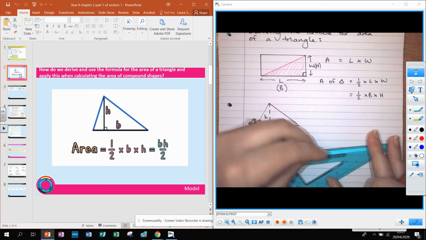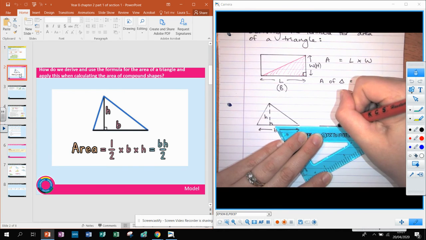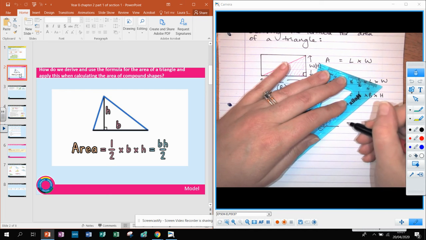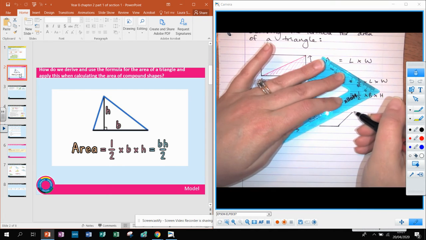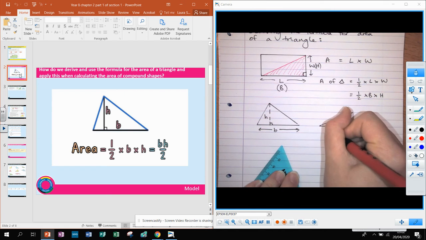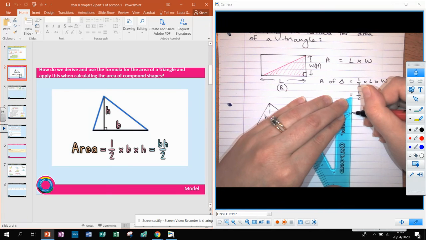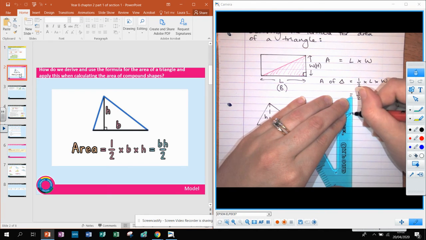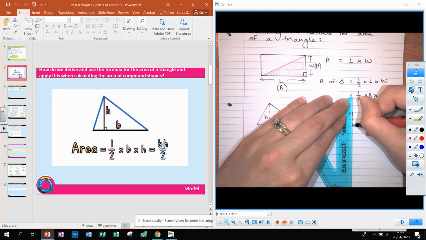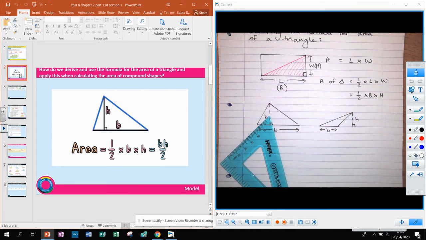There is one other situation which we don't get very often, but it does come up, so let me show you. And that's where here's the base, but the perpendicular height actually sits outside of the triangle because the triangle is slanted, okay? And so that would be the height.